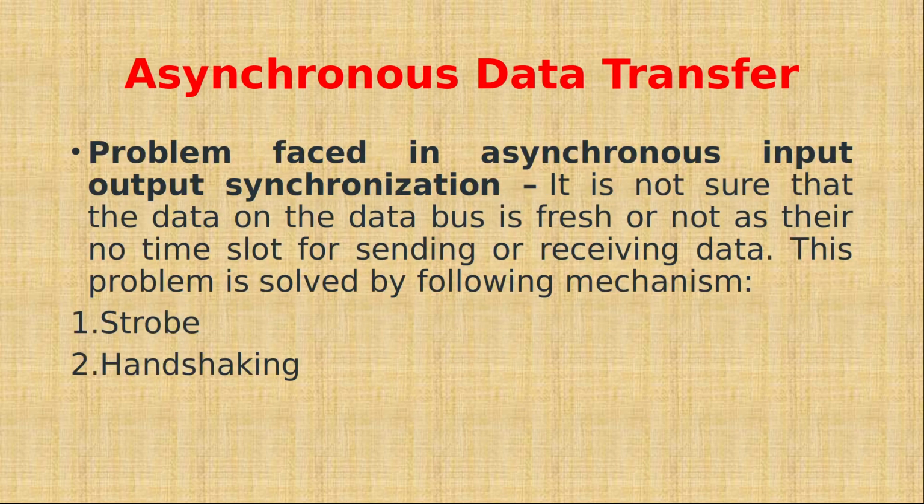What problems occur while transferring data between the CPU and the peripheral or external devices? Here this is the problem: the data on the data bus may be stale or not there, and there is no time slot for sending and receiving data. This is the main drawback of asynchronous transfer. That is why we solve this problem using two mechanisms: one is the strobe, and the other is the handshaking method.